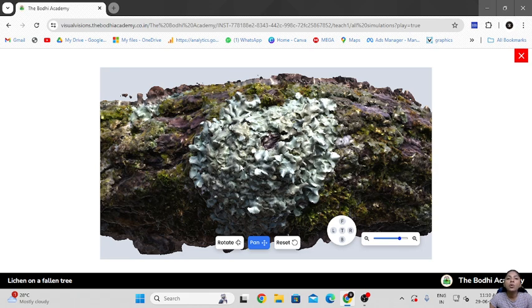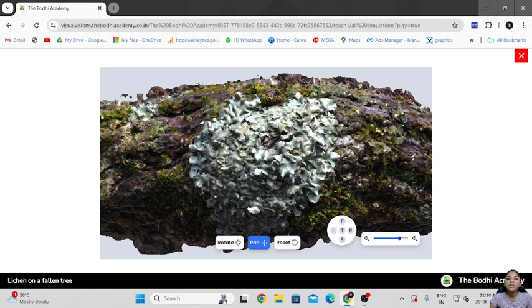Now algae we know are autotrophic organisms, that is they can prepare their own food because they have chlorophyll pigment, so they can photosynthesize and prepare their own food. Whereas the fungi are heterotrophic, that is they cannot prepare their own food and they depend on other organisms for nutrition. So the algal part in the lichen is called the phycobiont, whereas the fungal part is called the mycobiont.